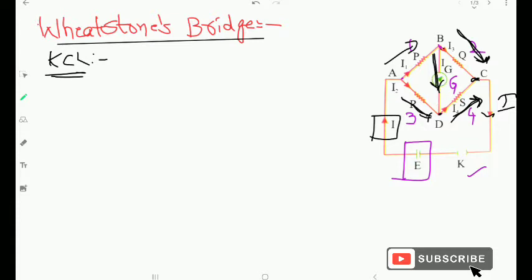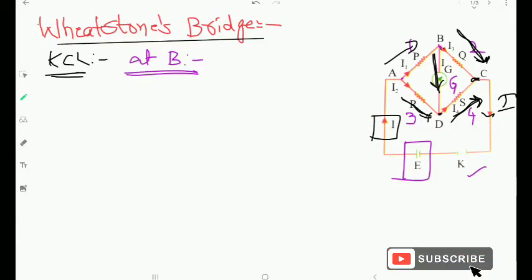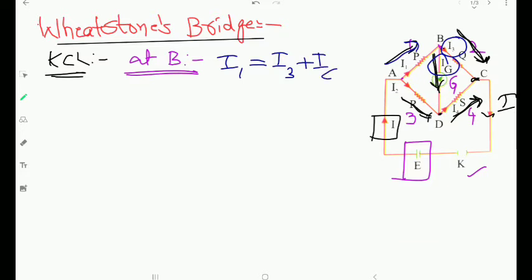Now I am applying the Kirchhoff current law, the Kirchhoff junction law, at junction B. At junction B, the current I1 splits into I3 as well as IG. So I1 can be written as I1 equal to I3 plus IG, equation number 1.